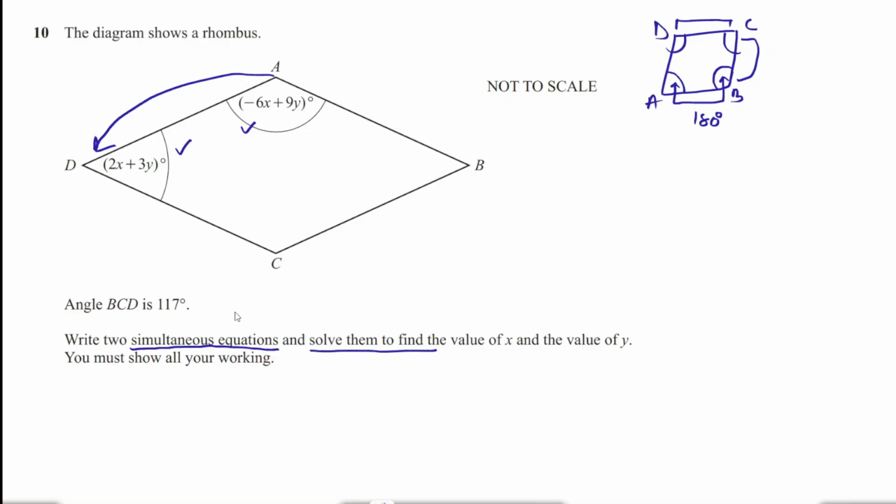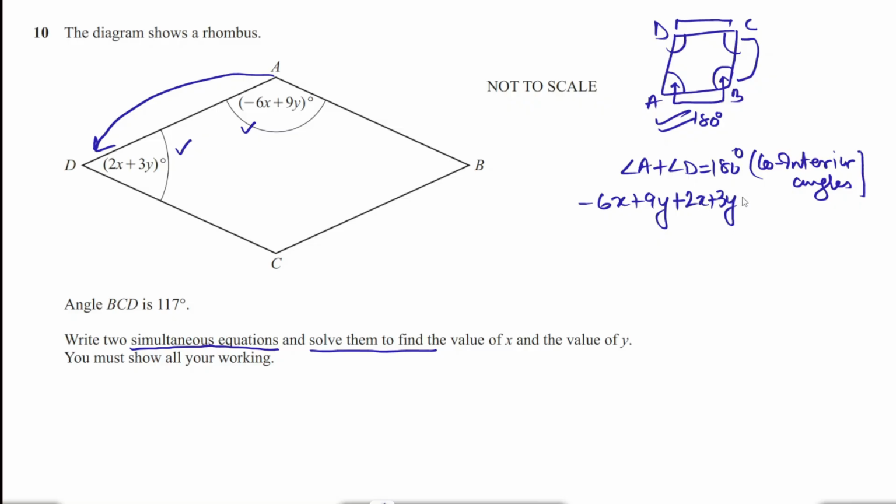First of all, we need to use the geometry to make the simultaneous equations. So what do we need to do? A and D are co-interior or consecutive angles, and it means they will sum up to 180 degrees. That's how we're going to get our first equation. So we'll write here angle A plus angle D equals 180 degrees. We can write the reason as co-interior angles. So A is minus 6x plus 9y and D is 2x plus 3y, and both add up to 180 degrees.